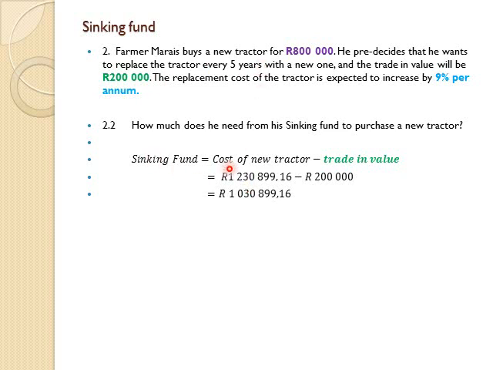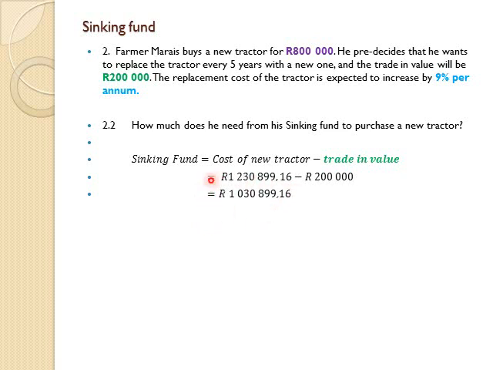So the sinking fund, the fund we set up to buy a new one, will be my 1.2 million minus 200,000, which gives me 1,030,899 rand 16 cents. So that's how much money he needs in 5 years' time to buy a new tractor.